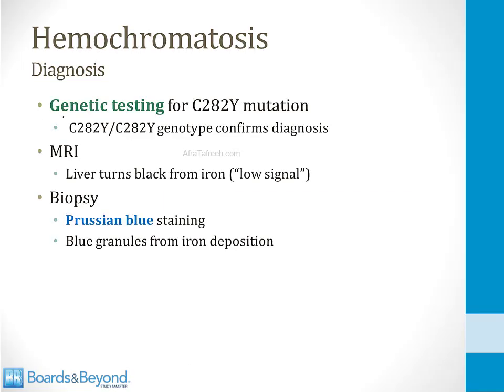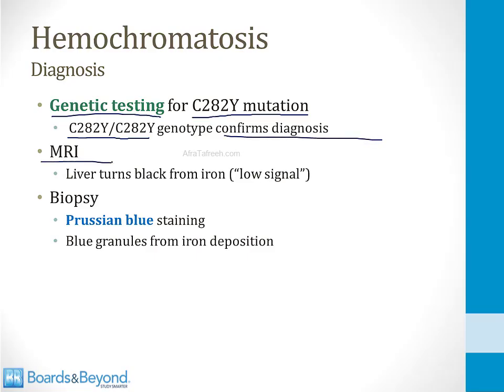In the modern era, we usually make the diagnosis by genetic testing. We now have readily available tests for the C282Y mutation. Most patients with hemochromatosis are homozygous, meaning they have two copies with the C282Y mutation. And if you find that the patient is homozygous for this mutation, that confirms the diagnosis.